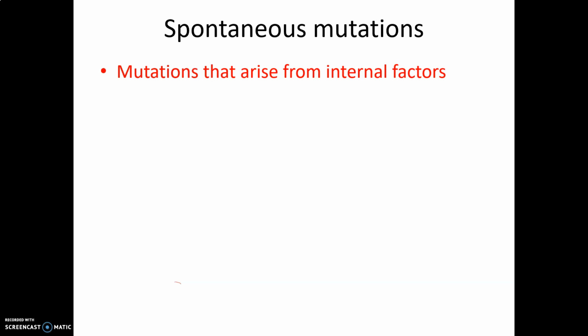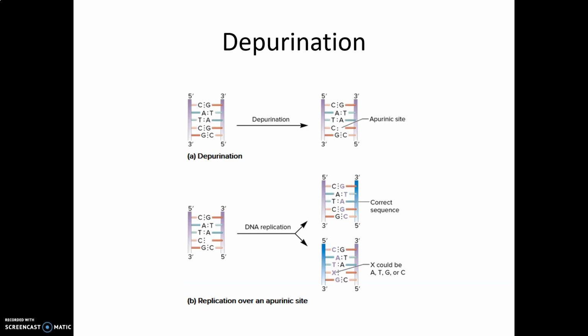So spontaneous mutations. Mutations that arise from internal factors. Something within the cell is causing a mutation in the cell. The first one we'll talk about is depurination. Okay, so remember our purines and our pyrimidines? Well, we can have a change that causes us to remove a purine. Okay, so here we have a DNA sequence and we have a removal of a G. So that introduces this apurinic site. So the removal, a lack of a purine in the site. So now we have this gap in the site.